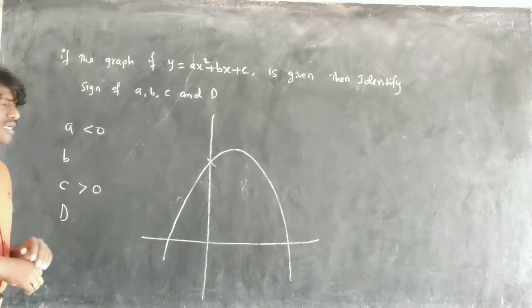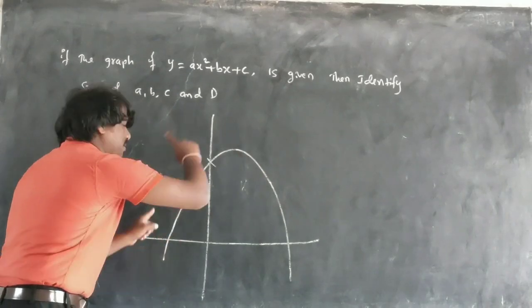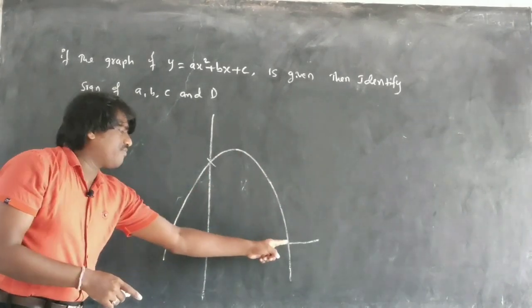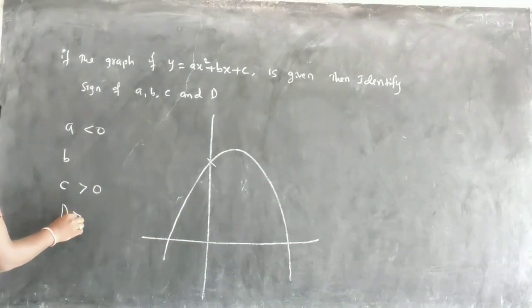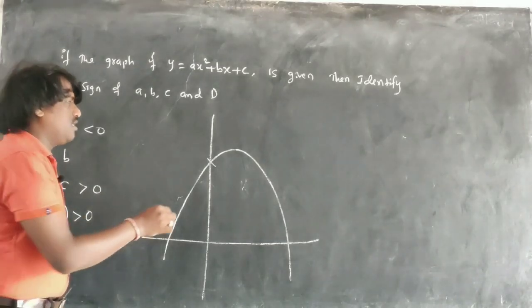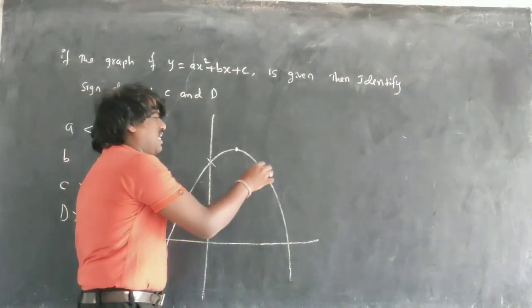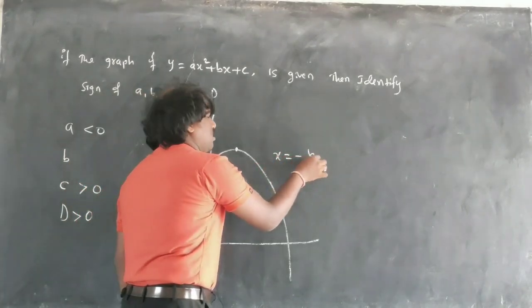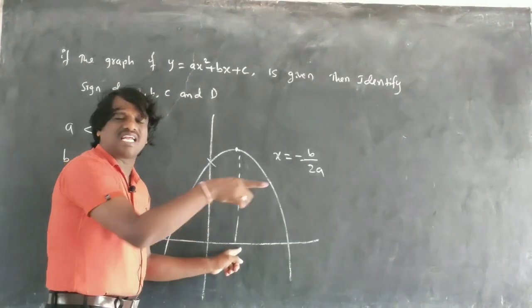Now the discriminant. Here the graph intersects the x-axis, so the discriminant has two distinct real roots, which means D is greater than 0. Now B I have to check. What is the value of this? X is equal to minus B by 2A, and this point is on the right side of the origin.